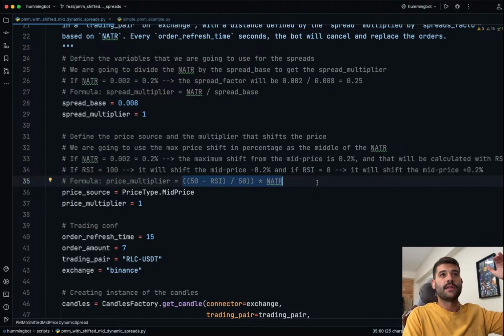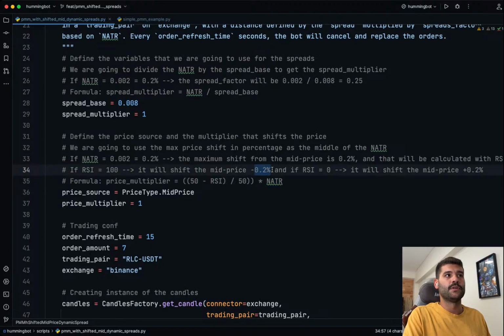If the RSI is 100, that is sell, this whole will be minus 1, and multiplied by the ATR, that is 0.2, will be minus 0.2. That means it will be shifting the price down by this amount. If the RSI is 0, it will shift by this value. So, this is a little bit of maths. Don't worry if you don't understand it properly, you can review this code and you will understand.